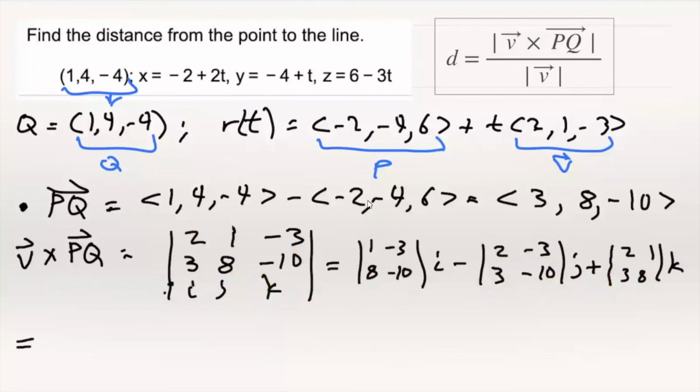Okay, so that is, so 1 times minus 10 minus 3 times 8 is negative 10 plus 24 is 14. So we have 14i. Here we have 2 times minus 10 is negative 20, minus negative 3 times 3 is negative 11. And a minus sign, that's positive 11, j. And here we have 2 times 8 minus 3 times 1 is 13.